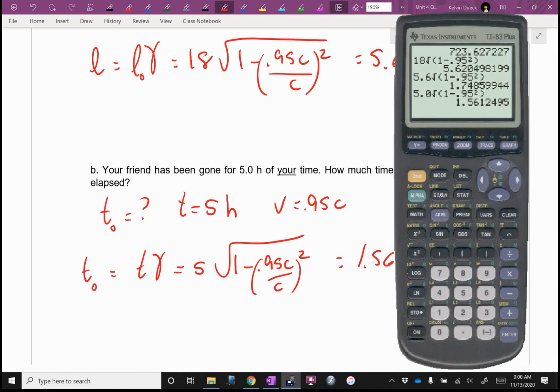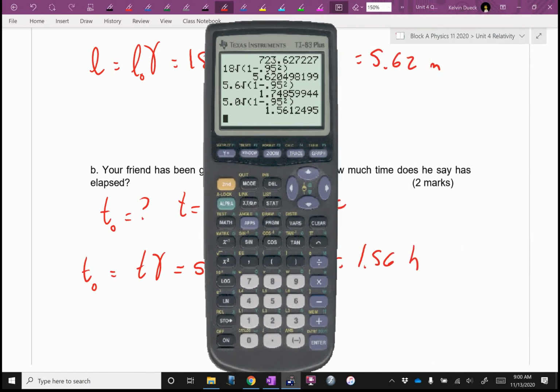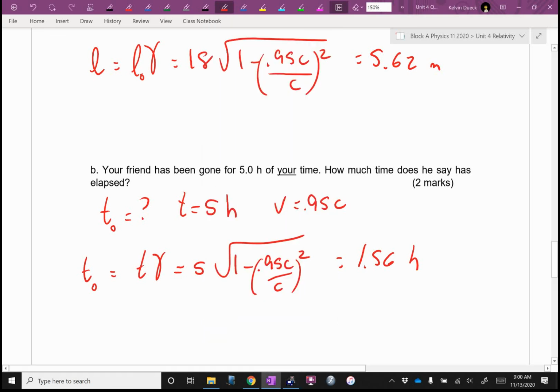If you actually felt like you had to convert this to minutes, what's 1 hour in minutes? How would you turn a 1 into a 60? 93.7 minutes. So 1 hour, 33 and a bit minutes. Whatever.